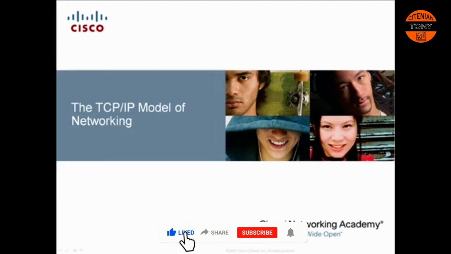Central to the study of networks is understanding the generally accepted models that describe network functions. These models provide a framework for understanding current networks and for facilitating the development of new technologies to support future communications needs. You will encounter the OSI model and hierarchical networking models as you study networking, but in this video we will examine the TCP/IP model.